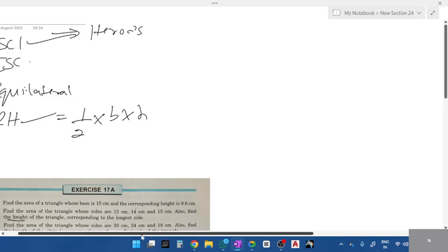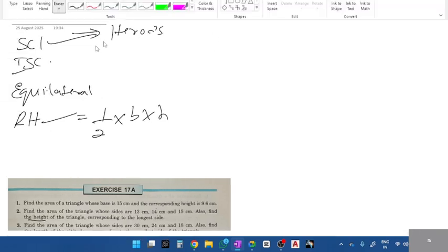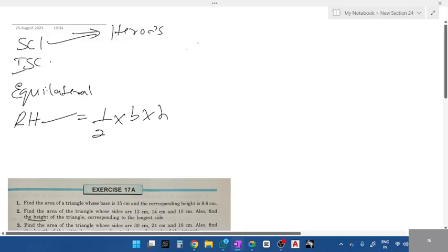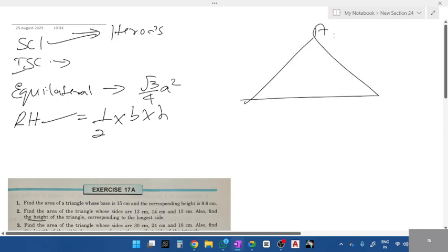Next, isosceles triangle. Two sides equal. I'll take AB equals AC. Which side is not equal here? The unequal side is BC. So I'll name it b, students, triangle ABC. Instead of giving values, I've taken small letters.